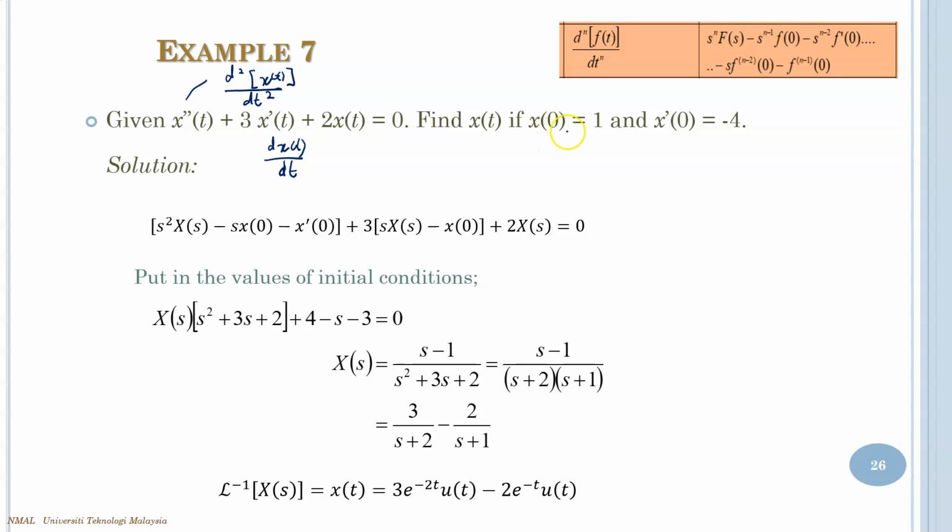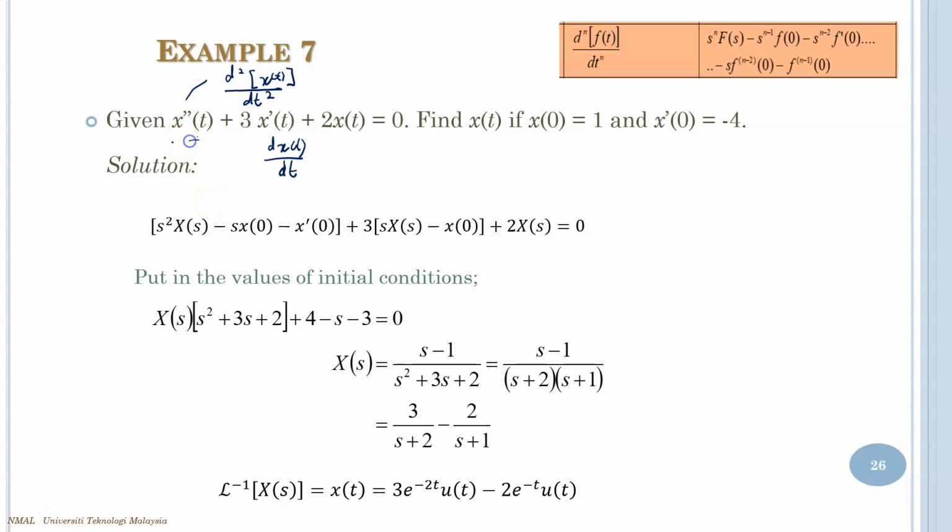Okay, so when t is equal to 0, x at 0 is given as 1, and when t is equal to 0, dx/dt is given as negative 4. So you put in the values. In order to get this, you use this formula. Replace n with 2. F and s here are replaced with x and s according to the equation. If the equation has f(t), then you put F(s). If the equation gives you x(t), then you put X(s).